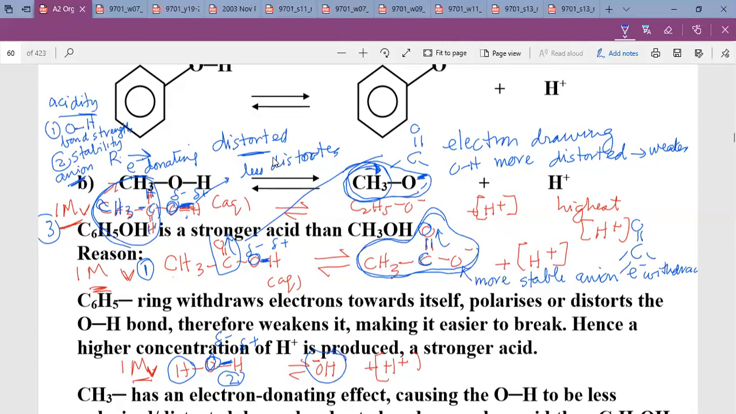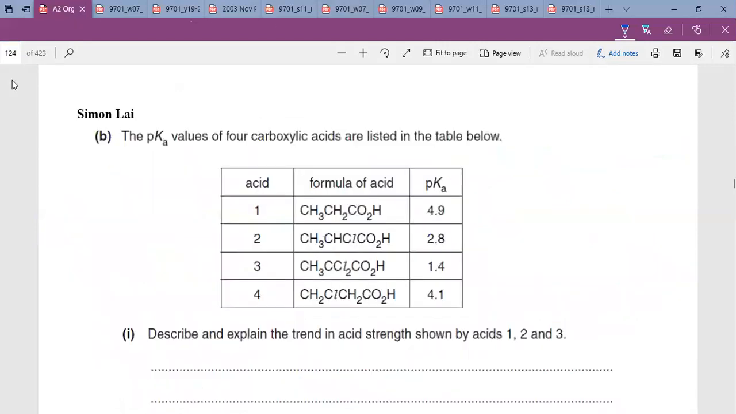Okay, 1, 2, 4. 1, 2, 4, I got it here as well. 2, 4. Okay, now I can see that.